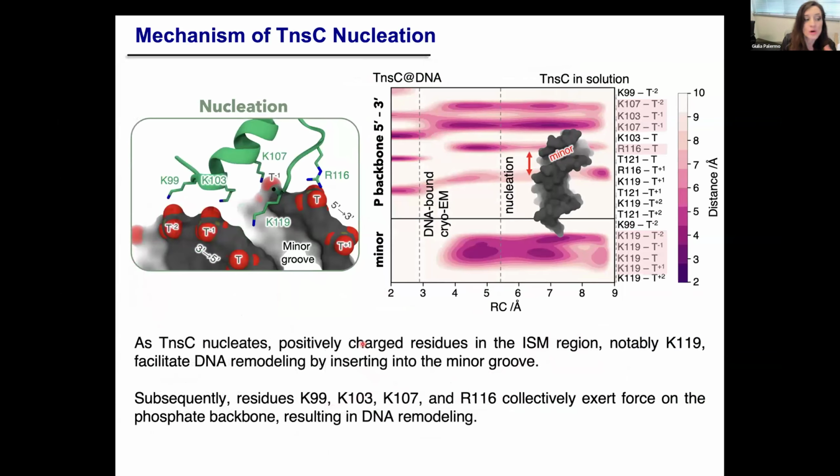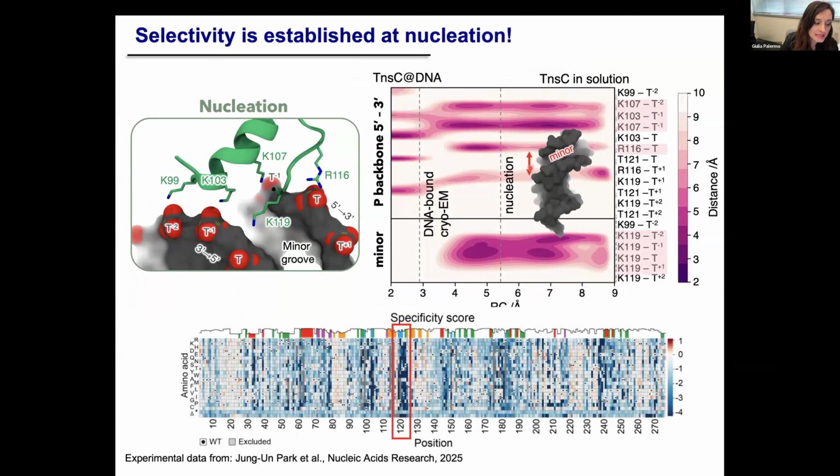Why is this important? Because at this point, we observe several interactions at the level of the minor groove that open DNA, but they are also important because recent experimental studies by Kellogg show that mutations of these residues are critical for the specificity. So these simulations reveal not only how TNSC nucleates on double-stranded DNA, but also that the specificity is established at the nucleation point when these residues bind the minor groove rather than the backbone, which is observed at the level of the cryo-EM structure.